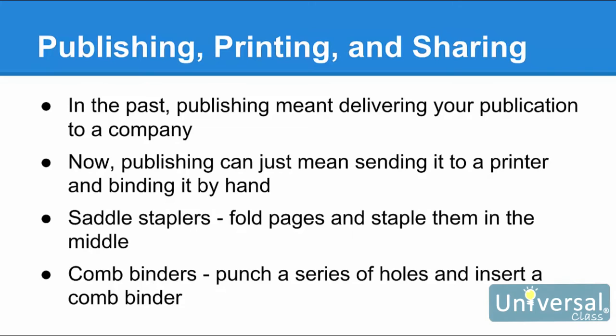With fast, high-resolution printers, publishing a publication can be as easy as sending it to your printer and binding it by hand. Many office supply stores sell saddle staplers and comb binders. Saddle staplers allow you to fold pages and staple them in the middle, just like a magazine. Comb binders don't require any folding. The comb binding machine punches a series of oblong holes along one edge of the paper and then rolls a plastic comb binder into it to hold the pages together. Many companies use these methods to print manuals and presentations that are going to be used within the company.